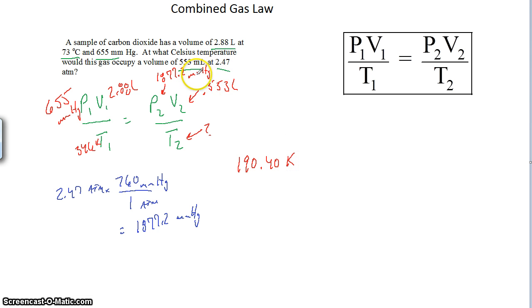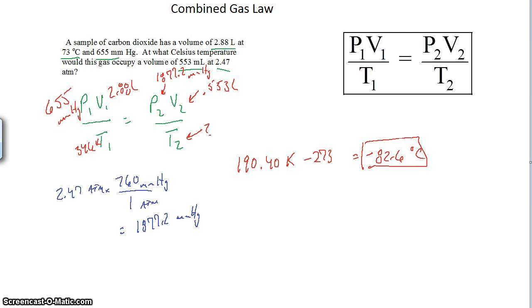They want this in Celsius, so to go from Kelvin to Celsius, I have to subtract 273 from that, and when you do that, I believe you're going to get negative 82.6 degrees C. So again, that's all you're doing. These gas law problems, Charles, Boyle's, or the combined gas law problems, you're simply going to be given all of the conditions except for one.